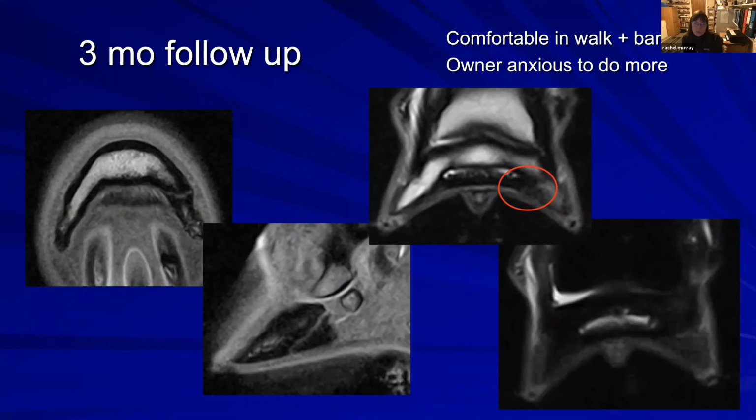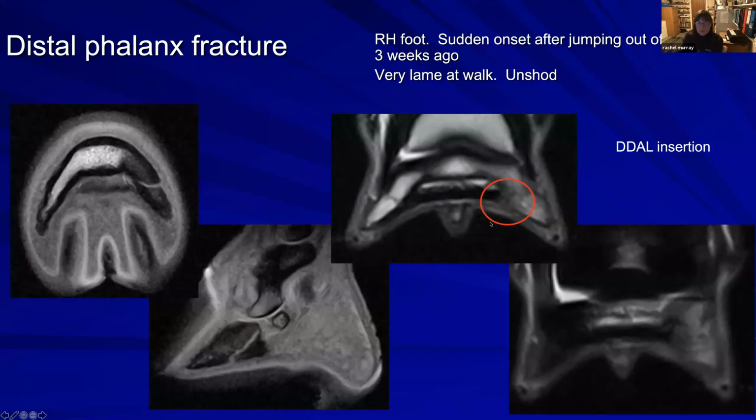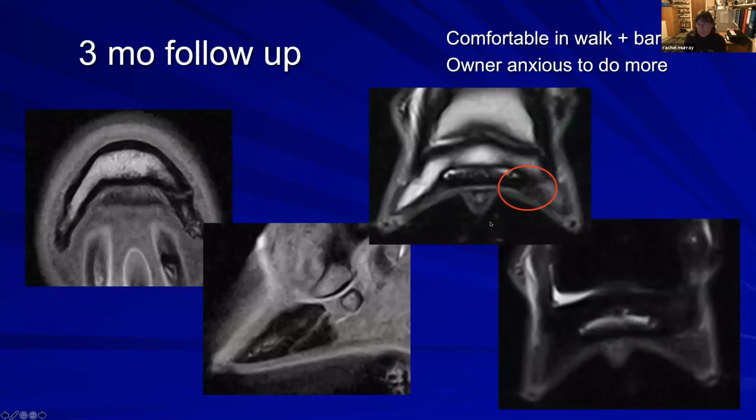He was sound in walk. So we re-MRI'd him for decision making about what we did at this stage. And we can see here that we've got callus formation and healing of the fracture, or the fracture is less defined. We've got much less fluid signal, and we've got a significant improvement in the distal digital annular ligament. So we allowed this horse to start doing more. It started walking and doing more at this stage, and this horse progressed well.